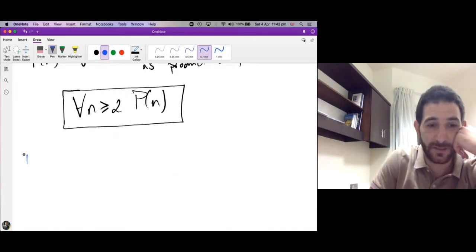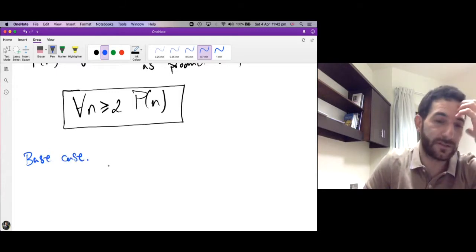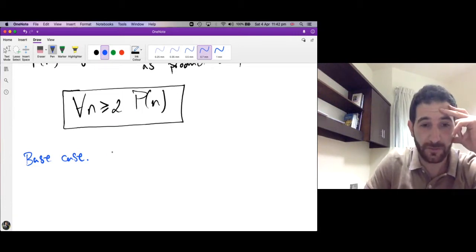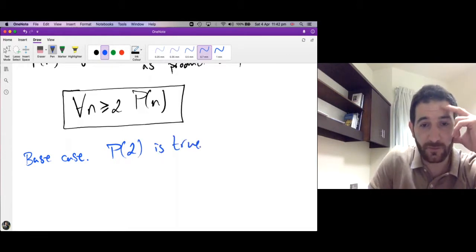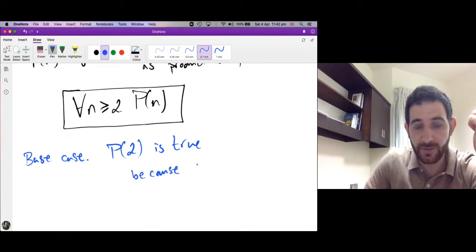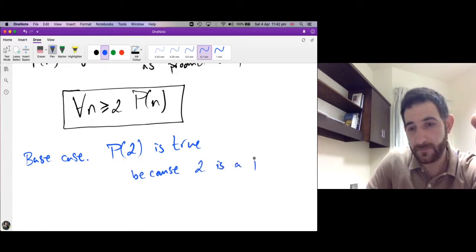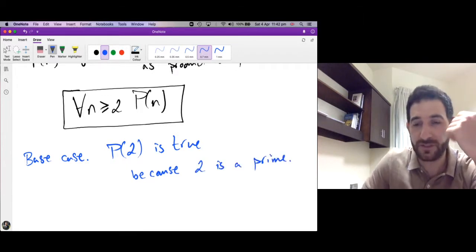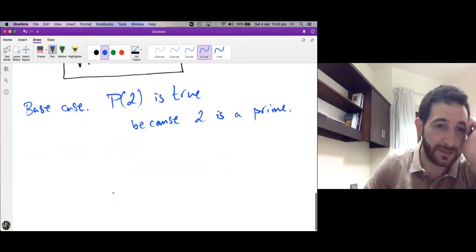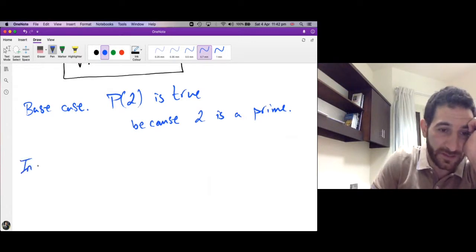Let's start with the base case. We want to show that the first integer has the property P. So we want to show P of 2 is true. But what's P of 2? That 2 can be written as a product of primes is true, because 2 itself is a prime number. Okay, 2 is prime because it's only divisible by 1 and itself. So this is the base case. And now let's see what the induction step is.